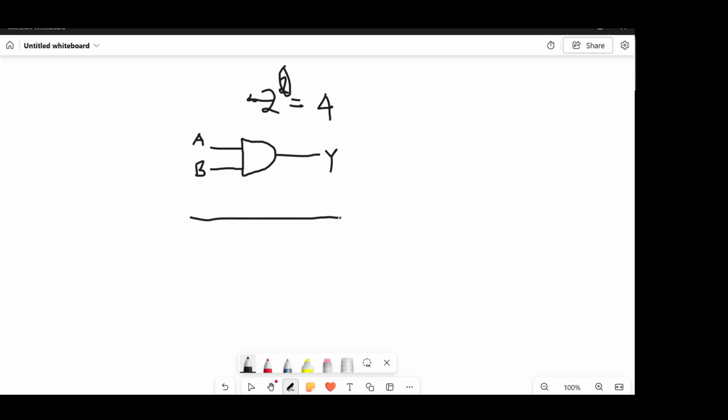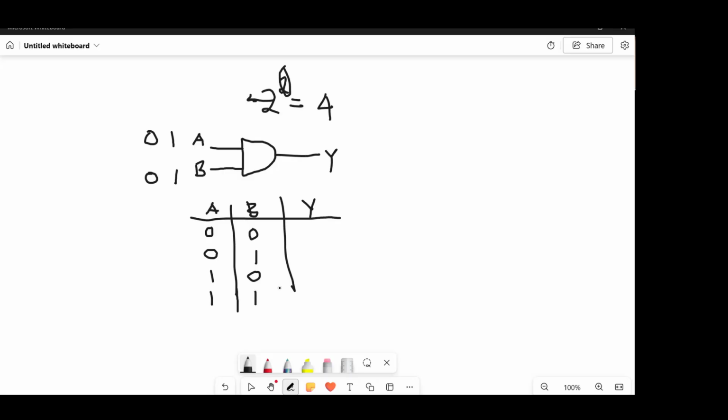So here, if we are to look at the possible combinations for the input A, B, and then the output Y, this can have only 2 states, either 0 or 1. This can also have either 0 or 1. So for the first state, when A is 0 and B is also 0, we can also have another state where A is 0 and B is 1, then A is 1 and B is 0, and then the last state, 1, 1.